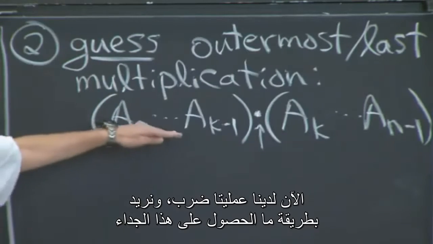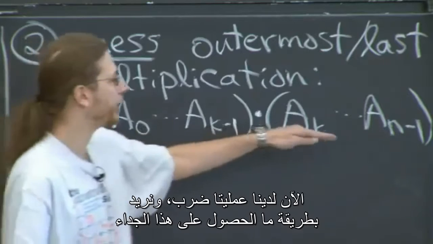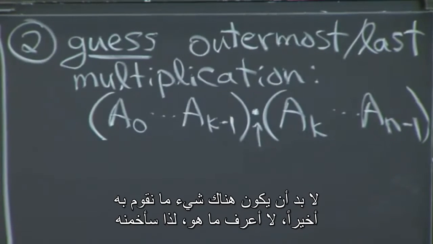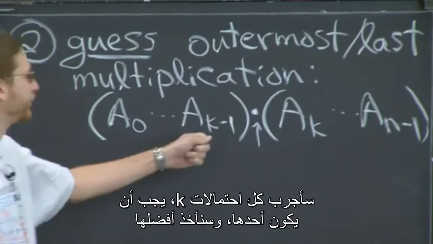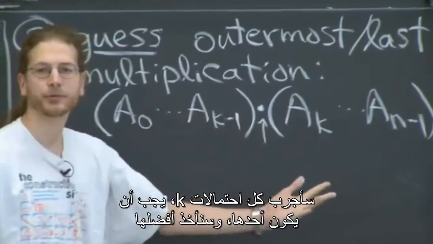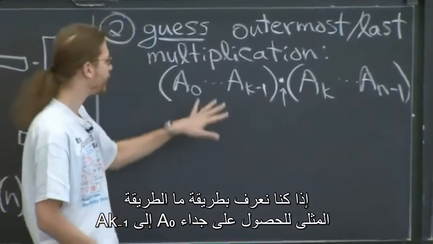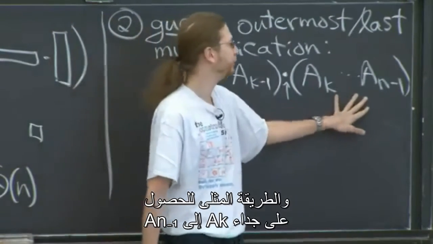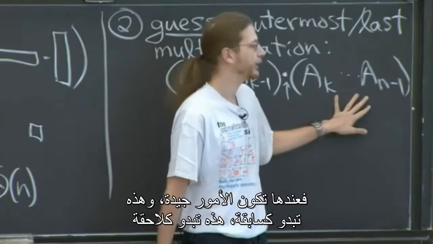So now we have two subproblems. Somehow we want to multiply this. Somehow, I mean, there's got to be some last thing you do. I don't know what it is, so just guess it. Try all possibilities for k. It's got to be one of them. Take the best. If somehow we know the optimal way to do a0 to ak minus 1 and the optimal way to do ak to an minus 1, then we're golden.